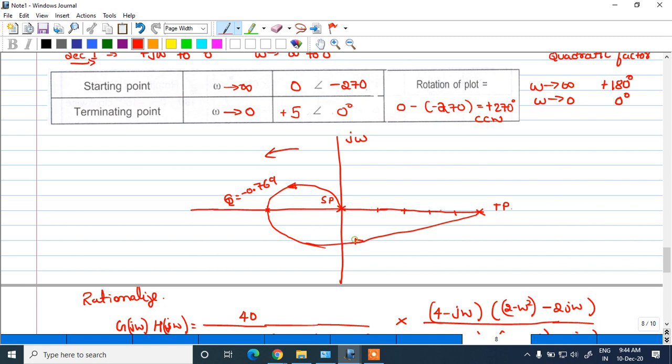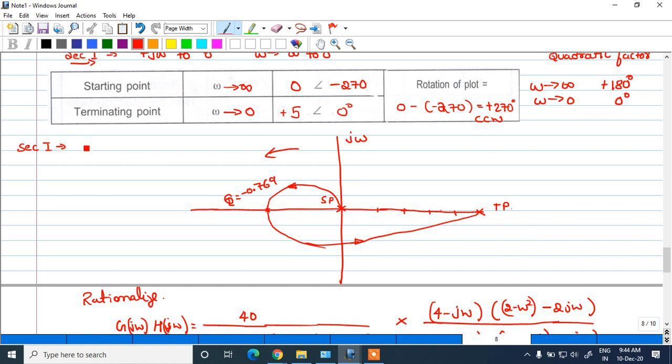Okay, so this is for section 1. Only for section 1 I have drawn. What is section 2? The mirror image. So this mirror image you need to draw, that will be for section 2. So the mirror image is as follows. So this is the starting point and this is the terminating point. Let me write the section 1.